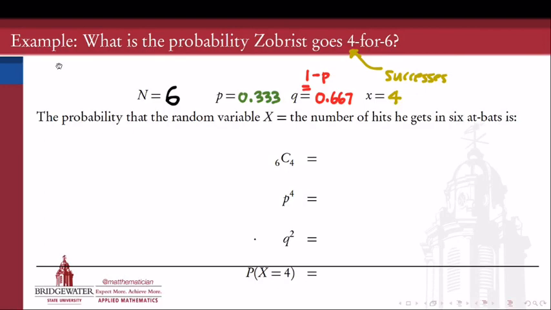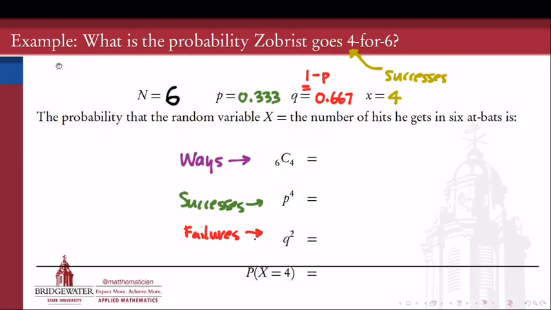And if the question's asking what's the probability of him going 4 for 6, then the number of successes here is equal to 4. So, how do we compute this probability? There are 3 things we have to multiply together. The number of ways of arranging 4 hits among 6 at-bats, the probabilistic contribution from 4 successes, and the probabilistic contribution from 2 failures. So those are the 3 different things we're going to have to multiply.